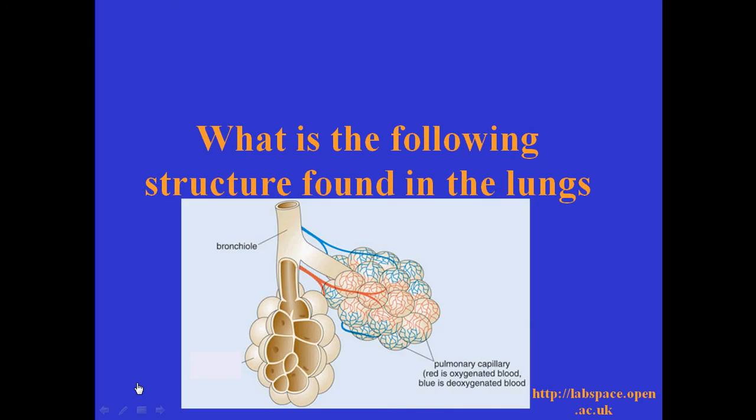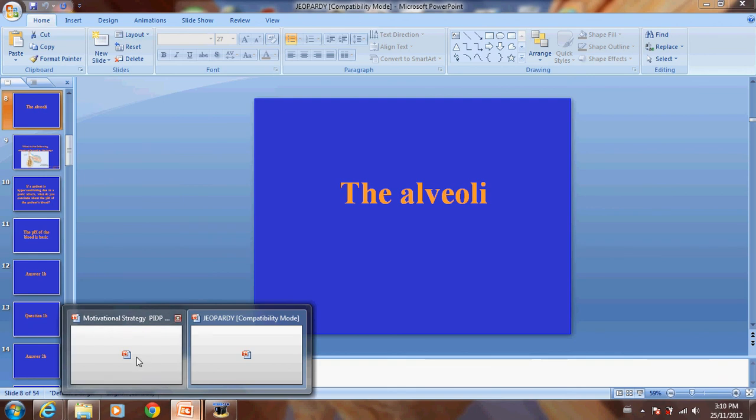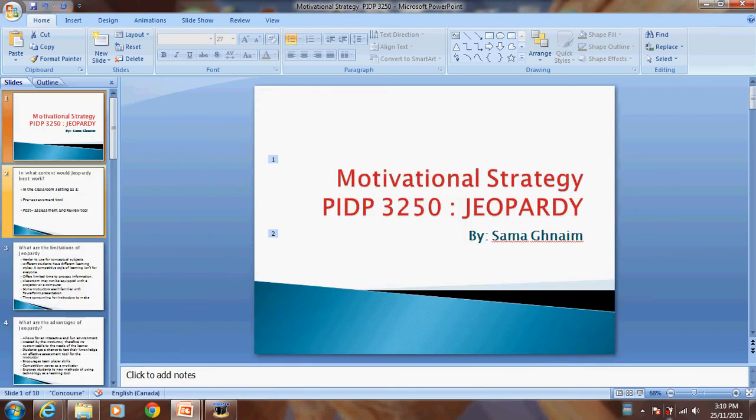For the questions that are used in Jeopardy, you can cover a variety of different styles, from short answers to image identification questions to scenarios and problem solving. I am showing you an image identification question where the student must identify the image provided as the alveoli in this case. So let's move on to talk in more detail about what Jeopardy really is all about in terms of, for example, in what context it is best displayed.